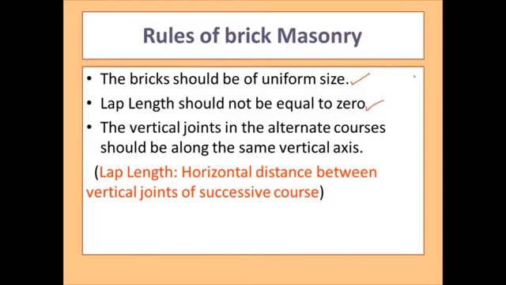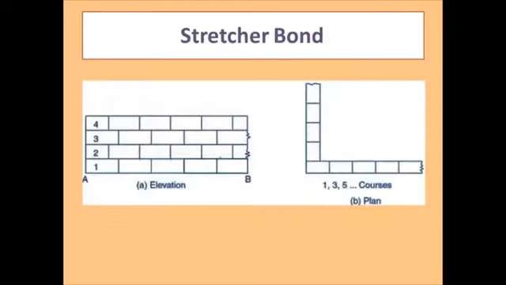So what is this lap length? If you take any type of bond, then there exist two types of joints. One is the vertical joint like this, and the second one is the horizontal joint like this. Now if you take any two successive courses, the horizontal distance between vertical joints of these two courses is called lap length. So lap length is the horizontal distance between vertical joints of successive courses.